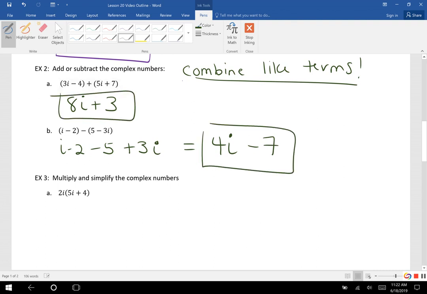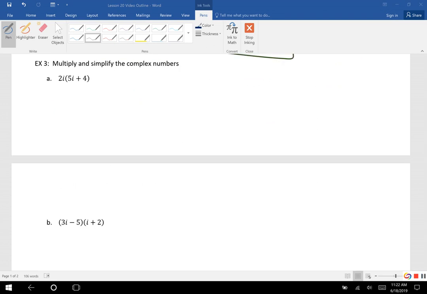So both of these numbers have both a real part and imaginary part. Now when it comes to multiplication, we can use the same kind of properties we've used in the past. We can distribute, we can use FOIL. There's just going to be one difference. We're going to have to simplify our number when we're done multiplying. And I'll show you what I mean by that with some examples.